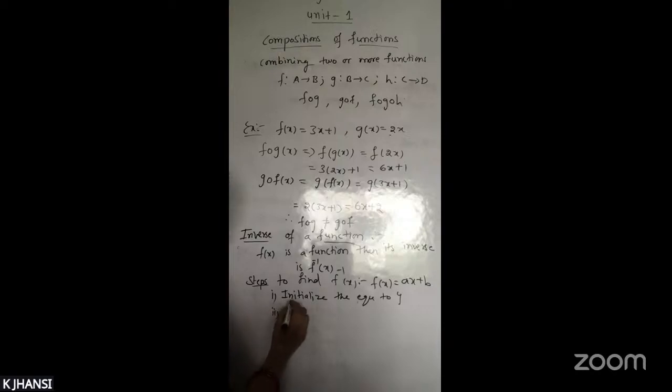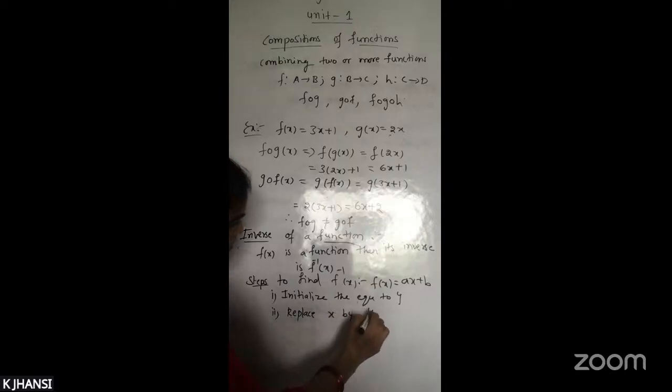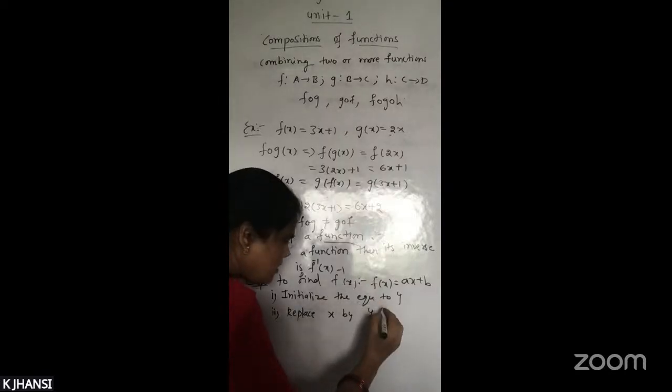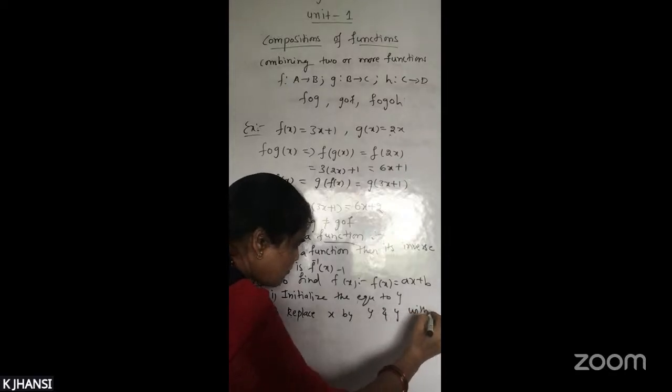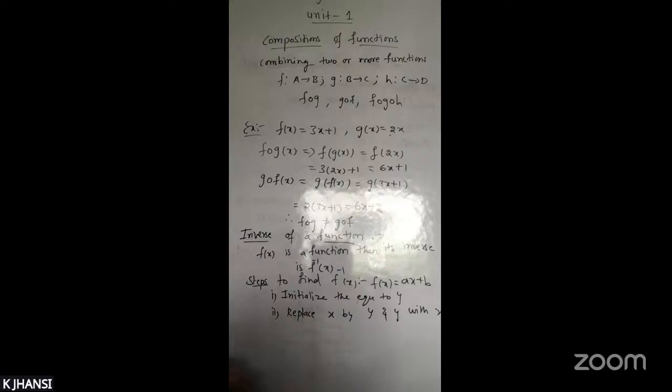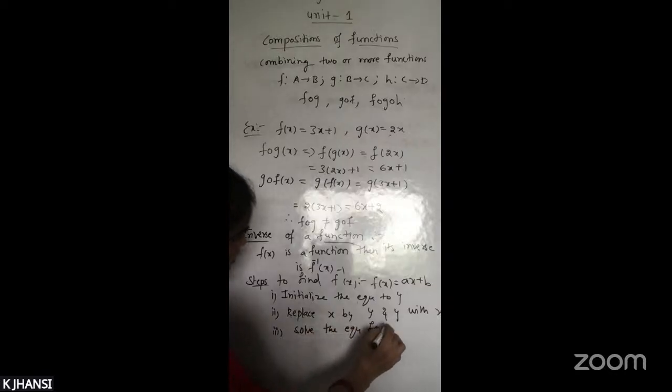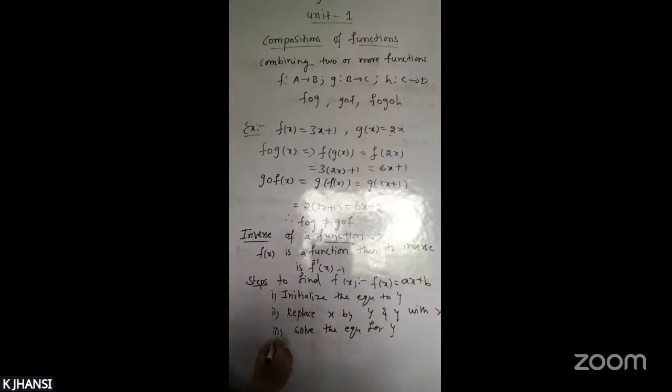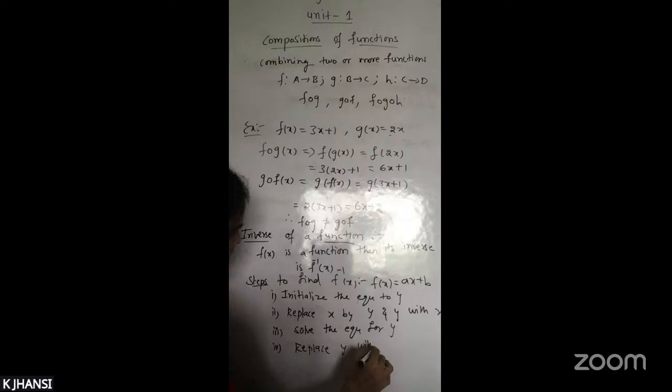Step 2 is replace x by y and y with x. So wherever x is there, you have to write y, and wherever y is there, you have to write x. Step 3 is solve the equation for y. Next, the fourth one is replace y with f inverse of x.